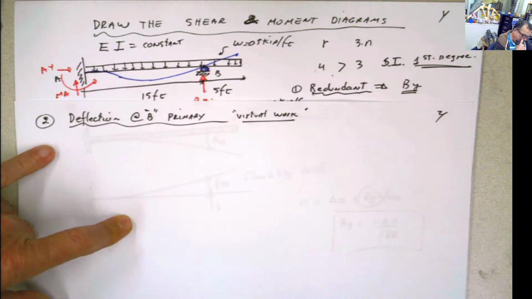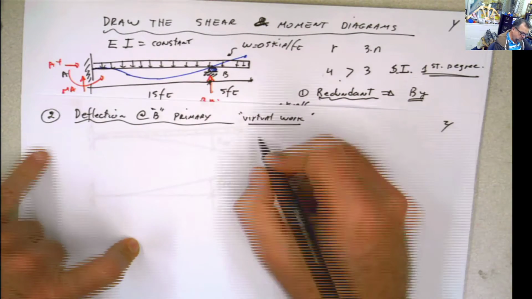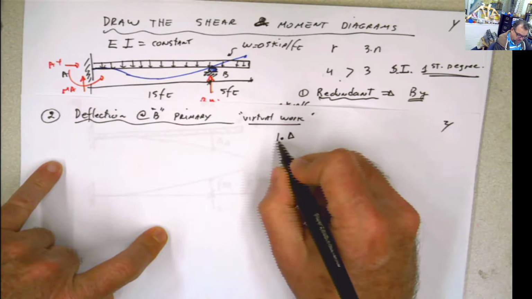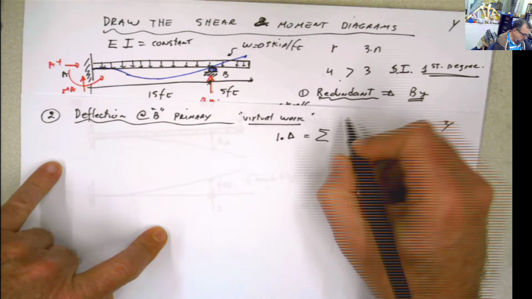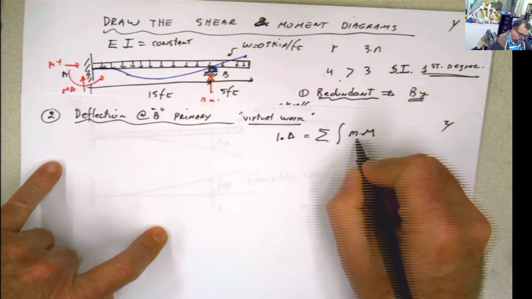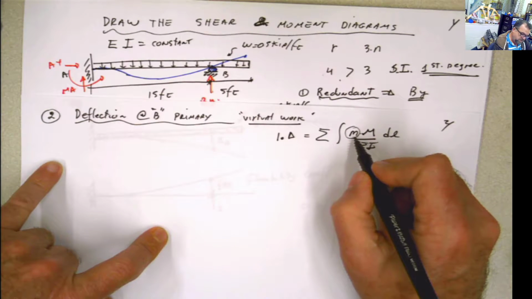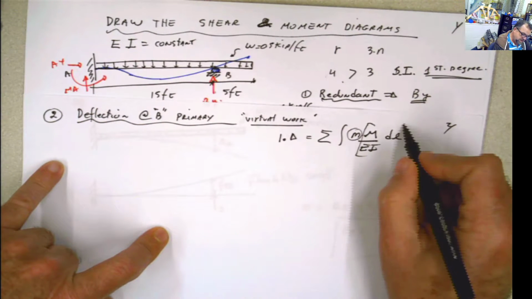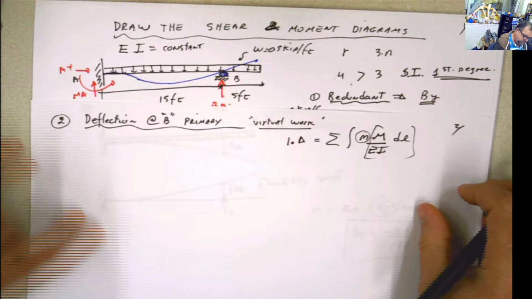Virtual work. How do we calculate that? If you remember the principle of virtual work, it says that the external work, which is the external virtual load times the external displacement, is going to be equal to the summation of all the internal m over EI dl, where m is the internal virtual moment produced by the external virtual load, and this is the real deformation produced by the moment. So let's do that.